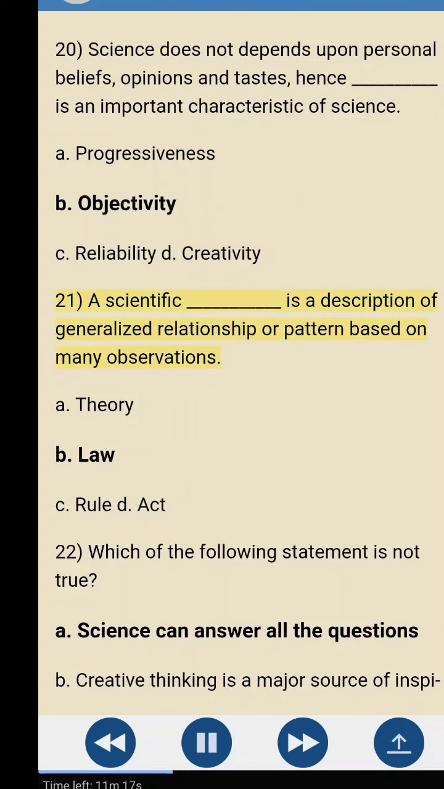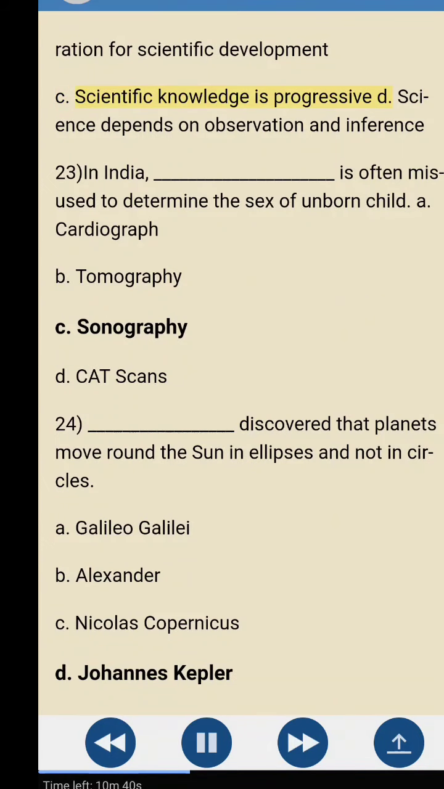21. A scientific blank is a description of generalized relationship or pattern based on many observations. A. Theory. B. Law. C. Rule. D. Act. 22. Which of the following statements is not true? A. Science can answer all the questions. B. Creative thinking is a major source of inspiration for scientific development. C. Scientific knowledge is progressive. D. Science depends on observation and inference.